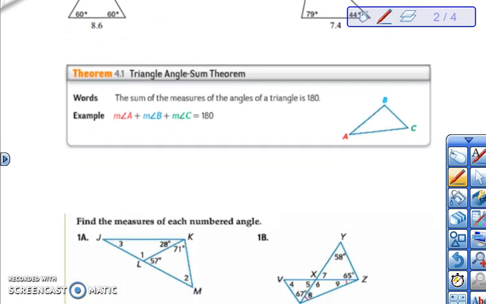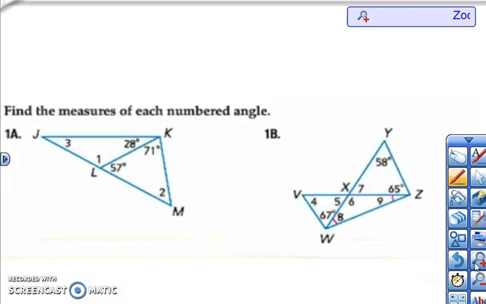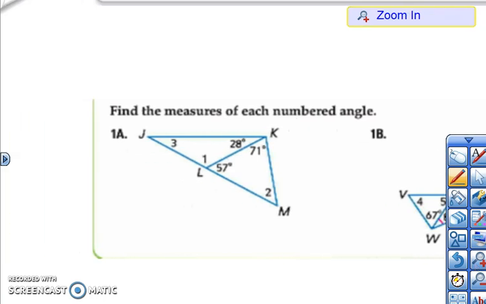The next thing we're going to look at is the Triangle Sum Theorem. We may already be familiar with this, but in case you're not, the measures of the angles of a triangle will always add to 180 degrees. Otherwise, the segments and the sides will not connect properly. So how are we going to use this? Well, basically, they're going to give us some triangles, they're going to fill in some angles, and ask us to find the missing angles. So we need to use our Triangle Sum Theorem, as well as the rules we learned previously for angles and line segments.